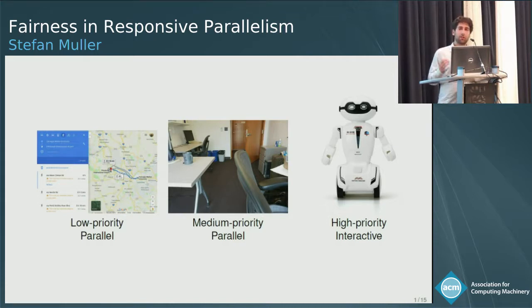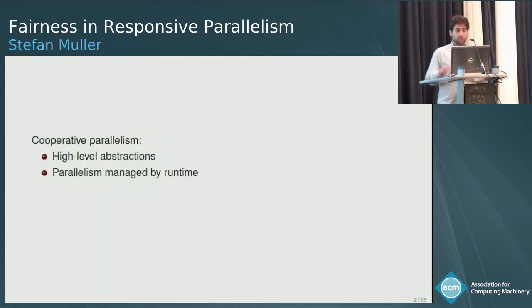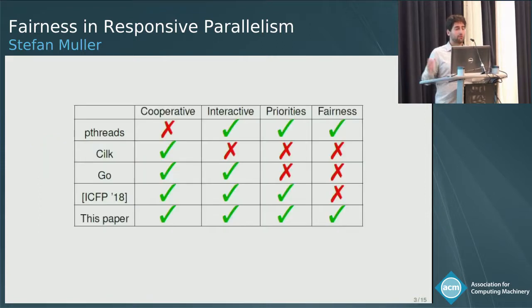Now, when I say parallel, because we're all functional programmers here, I mean what I call cooperatively parallel, which is the kind of implicit parallelism that we saw in the previous talk, where you specify where the opportunities for parallelism are, and then the language runtime actually decides which of those opportunities can actually be profitably used and schedules them onto the processors that you have available. So we use high-level abstractions, and as I said, the parallelism is really managed by the runtime, as opposed to something like p-threads on the top line of this table, which is definitely not cooperative.